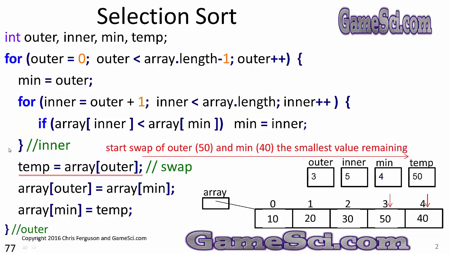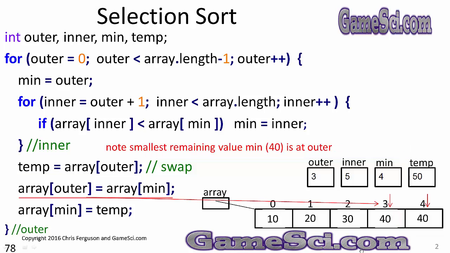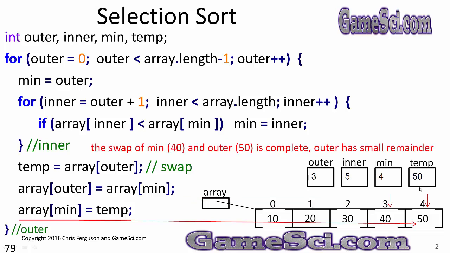Once in the swap code, the 50 in the outer position of the array will be moved over to the temp variable. There's our 50. That's saving this value right there. Note the smallest remaining value, min, or 40, is now at the outer position. We've moved that 40 over to here. We wiped out the 50 that was in the array, but that's okay because 50 was safely stored in temp. The swap of the min, 40, and the outer, 50, is complete.